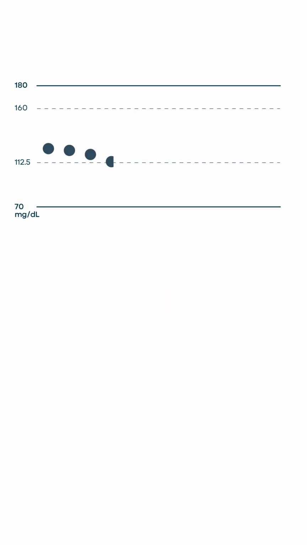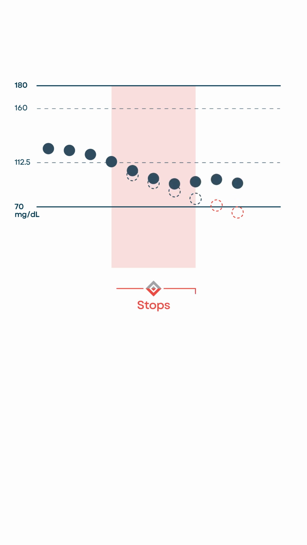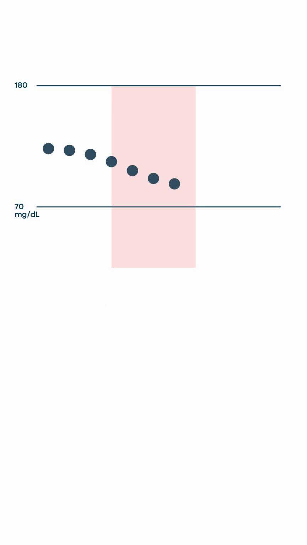If Control IQ Plus predicts that your glucose will be below 70 milligrams per deciliter, it will stop basal insulin delivery. Basal insulin delivery will resume once your glucose is predicted to be above 70 milligrams per deciliter. This can help improve time in range 24/7.